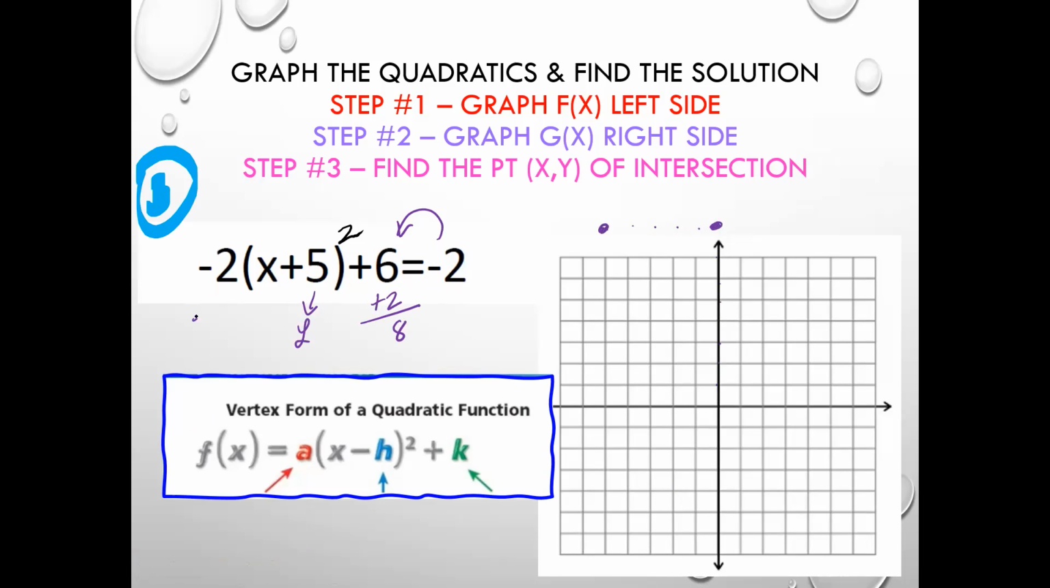It's a 2, so it's gonna be narrow. And it's also upside down. So from there, I'm gonna draw a narrow shaped parabola like this. And just keep in mind your vertex, don't forget to label it, is going to be -5, 8.